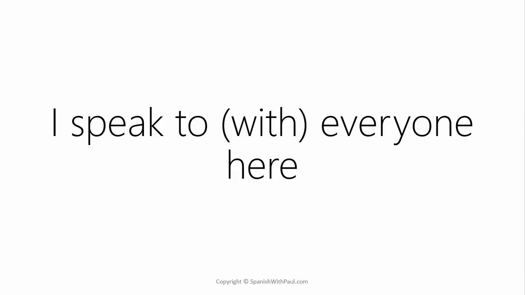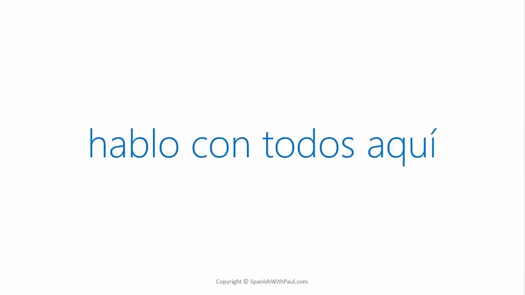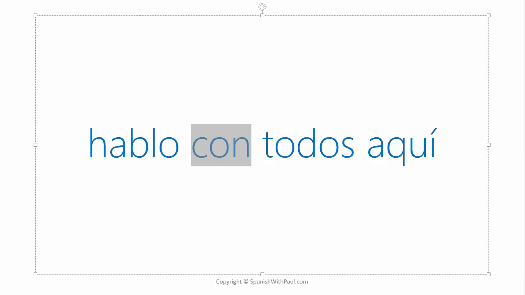Instead of saying, for example, I speak to everyone here, everyone, we're just going to use todos. So I speak to everyone here. Instead, what we can say is I speak with everyone here. And that means that we don't have to use any le or redundant le at all. It would simply be hablo con todos aquí. So there's no le anywhere because we've chosen to use with. So I speak with instead of I speak to. So hablo con todos aquí.